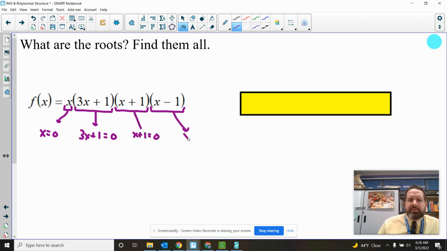And x minus 1 equals 0. All right, this one's already done. This one, I hope, is fairly easy to do in your head, as is this one. So we've got 3 roots so far.